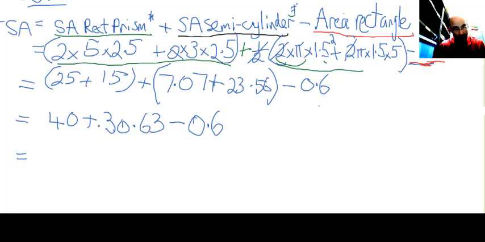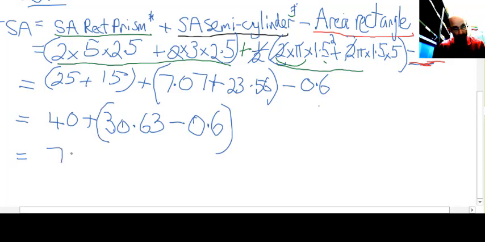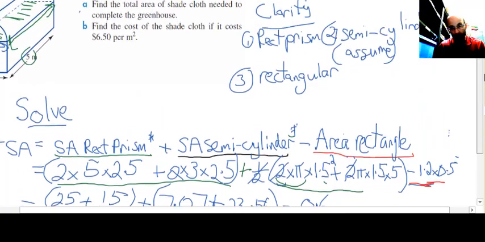which is getting close to the end now. So we can subtract, that's 30.03, if you look at those two parts there. 30.03 plus 40 is 70.03 square meters, because it is a surface area.